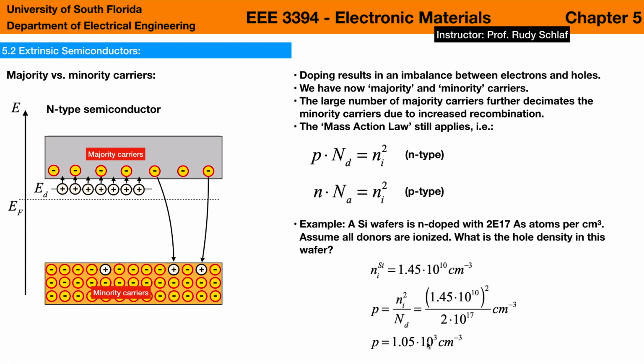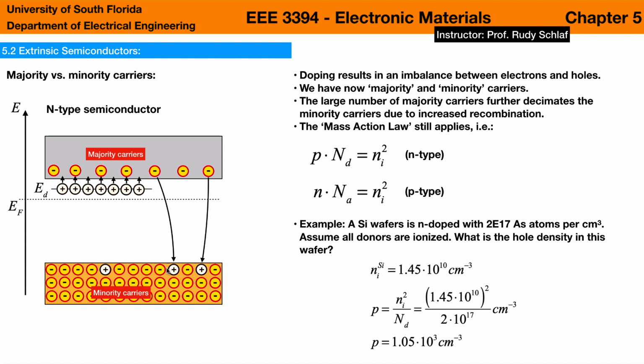So if you compare 10 to the 3 to 10 to the 17, you see that there is a difference of 14 orders of magnitude in the number of electrons and the number of holes that we have in this material. Also, it is clear that the number of holes has taken a severe hit compared to the intrinsic number of holes, which would have been 10 to the 10. So there's also 7 orders of magnitude difference. So it's pretty clear that the holes in this n-type material don't play much of a role for conductivity anymore, and that all the action is in the conduction band. Of course, in a p-type material we would see the opposite.